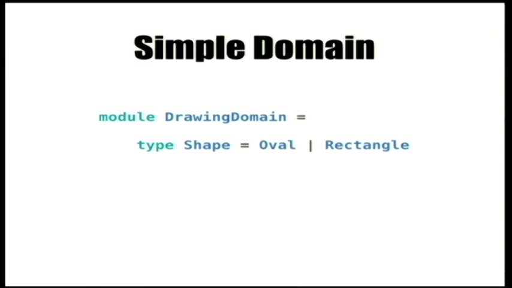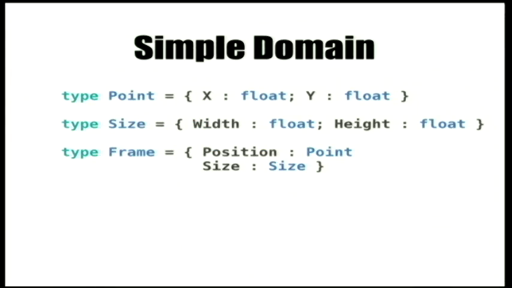And we start out with a shape. A shape can be an oval or a rectangle. This is a quick F# overview. That syntax is simply OR. A shape can be an oval or a rectangle. But that's boring. Let's keep adding to it.